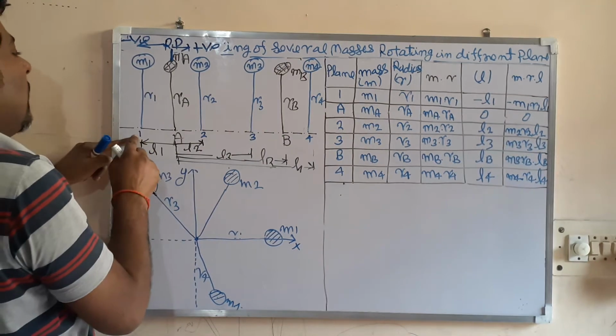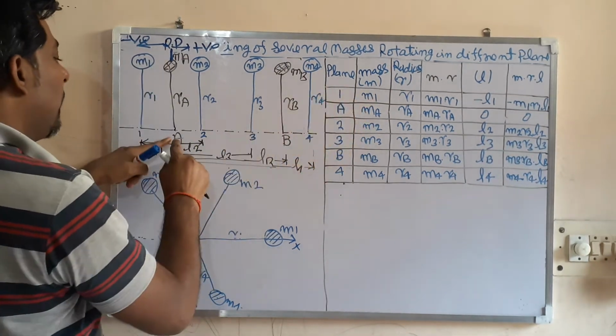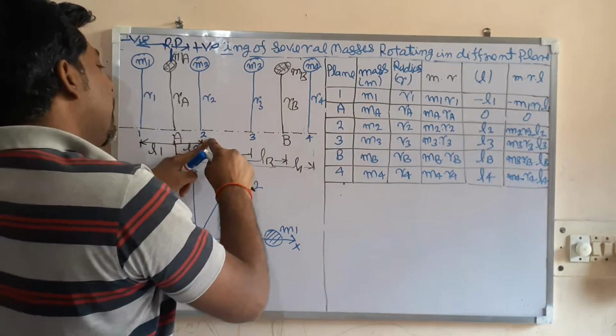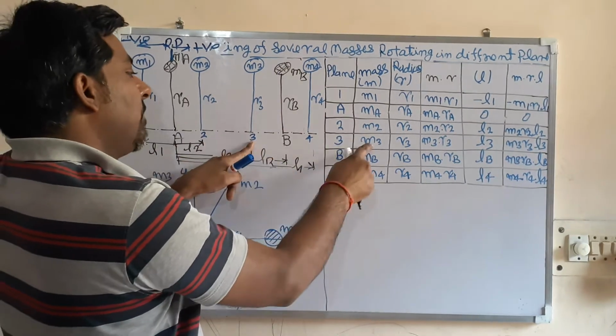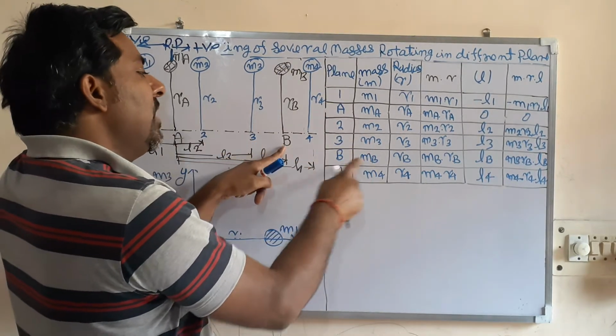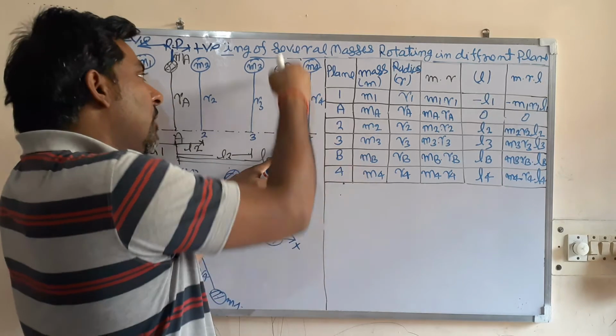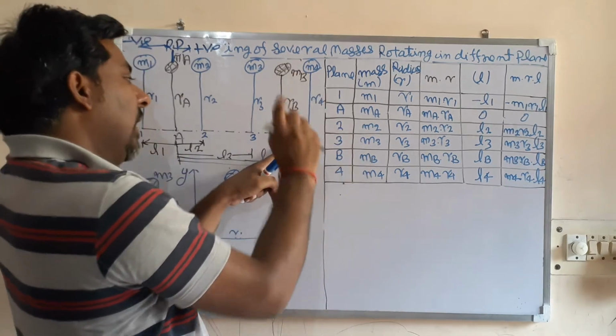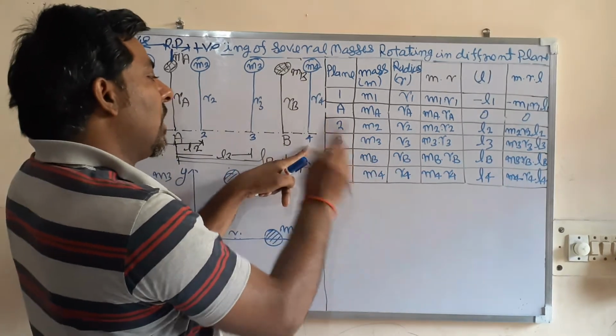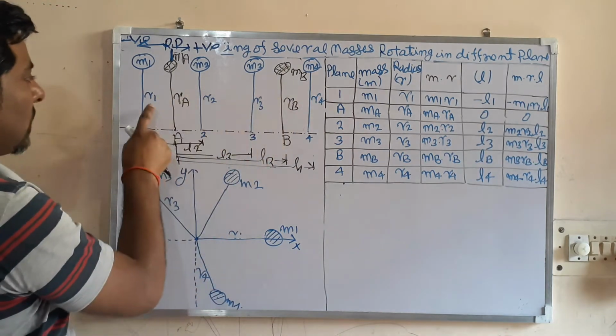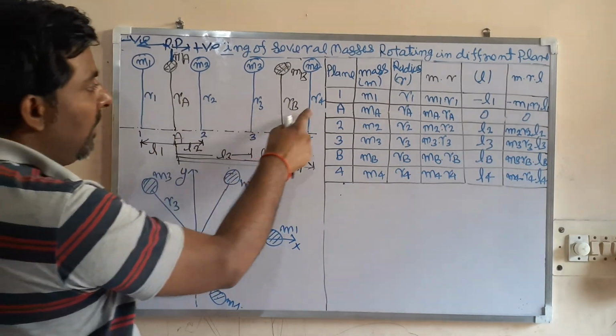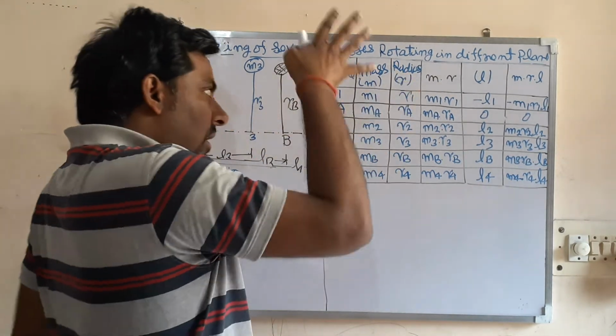Now let us see what the masses in their planes are. In plane 1, the mass is M1. In plane A, the mass is MA. In plane 2, the mass is M2. In plane 3, the mass is M3. In plane B, the mass is MB; let us assume the balancing mass is MB. And in plane 4, the mass is M4. The radii of rotation are R1, RA, R2, R3, RB, R4. The same thing I have written here.